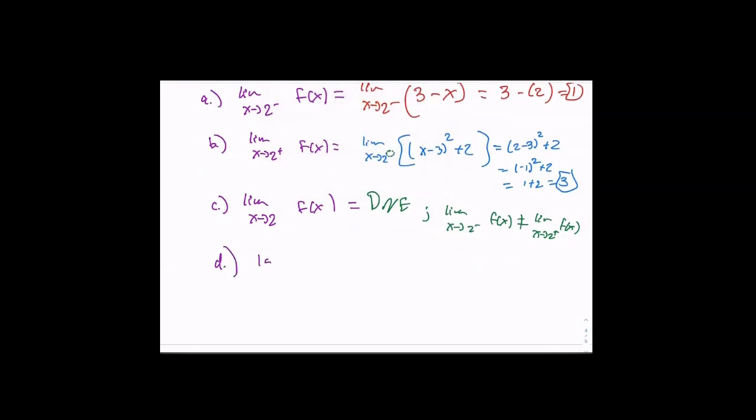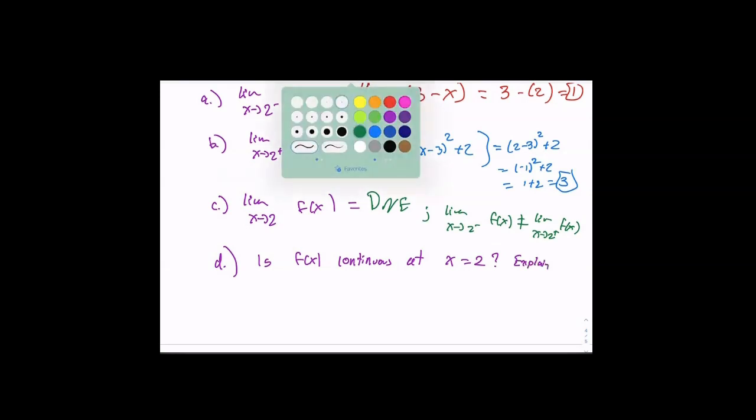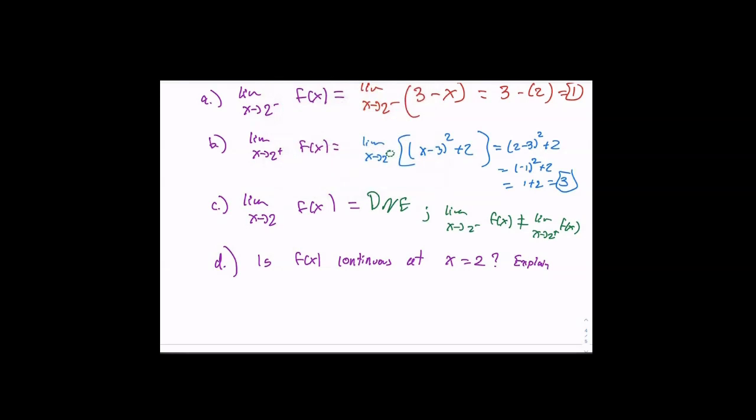D. Is f of x continuous at x equals 2? Is the function continuous at x equals 2? Explain. Yes or no? No. And the reason why is because the limit as x approaches 2 from the left-hand side of f of x, once again, does not equal the limit as x approaches 2 from the right-hand side of f of x.